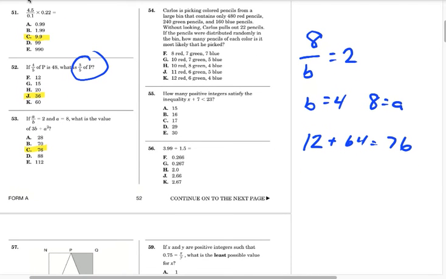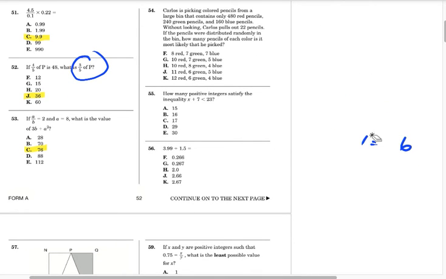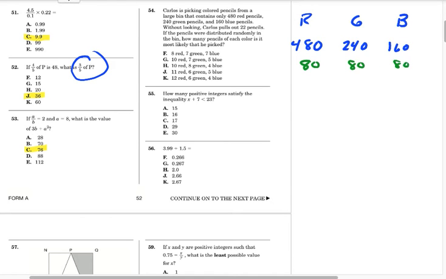Okay, next question. Oh, we got a whole bunch of colored pencils here. Let's see, 480 red, 240 green, so let's write this down. Red is 480. Green is 240 and blue is 160. So we got to come up with a ratio for these. I see that we can divide each one by 80. So we're going to divide each number by 80 and see what we get here.